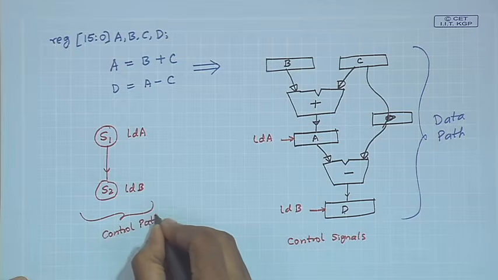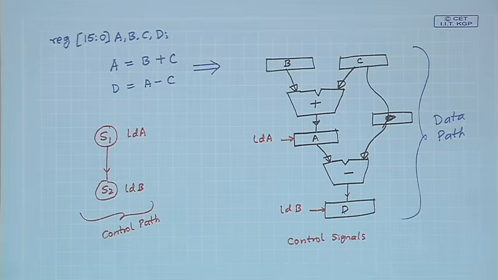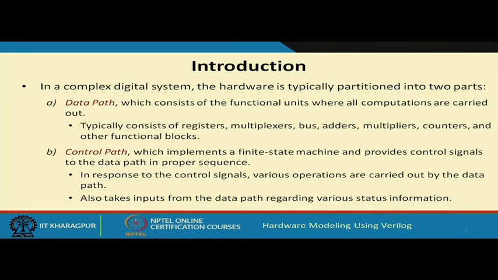The control path, of course, will be some implementation of this, the way you implement it. So, this is what I mean by data path and control path. Let us see through some examples.